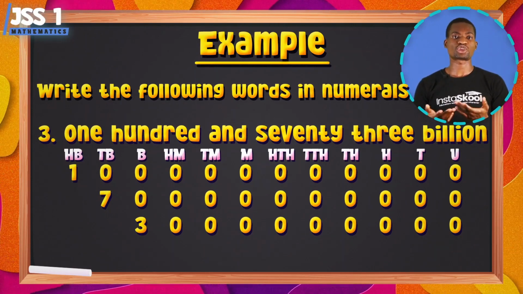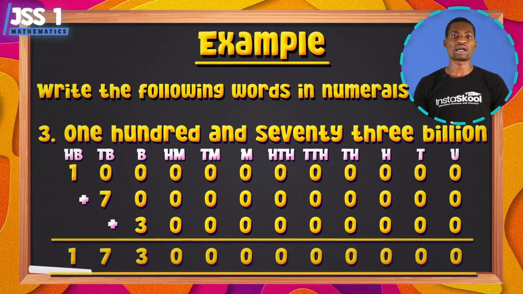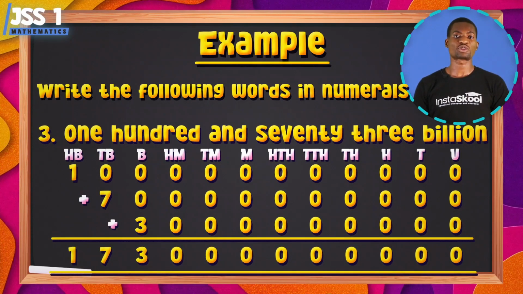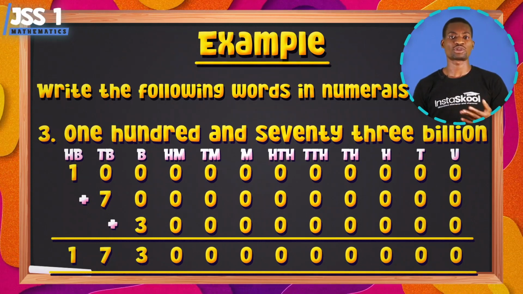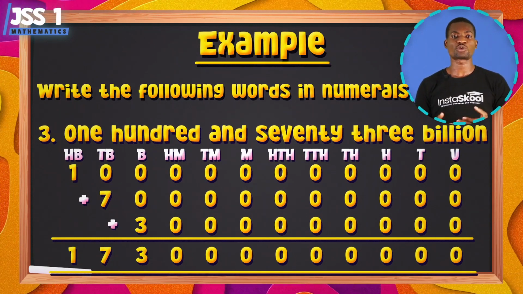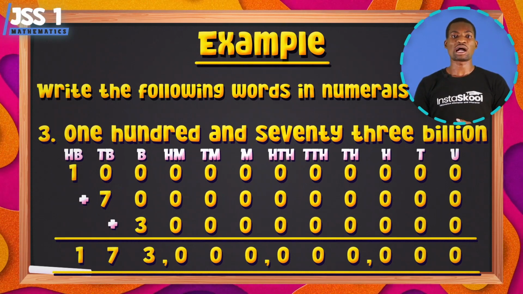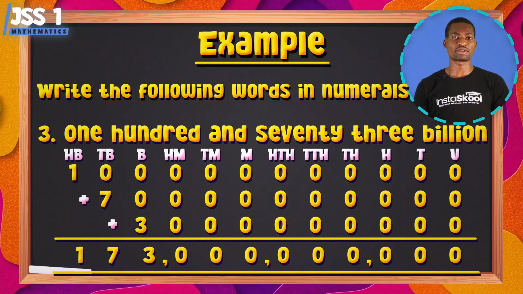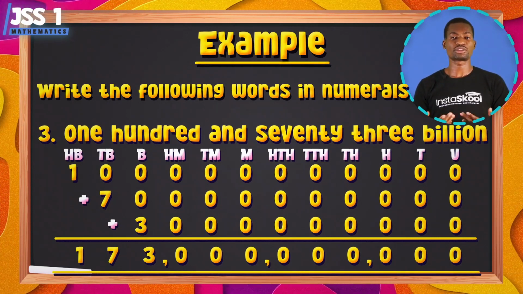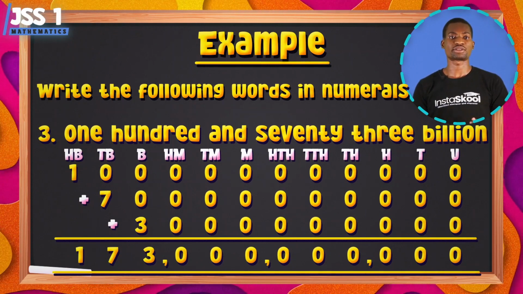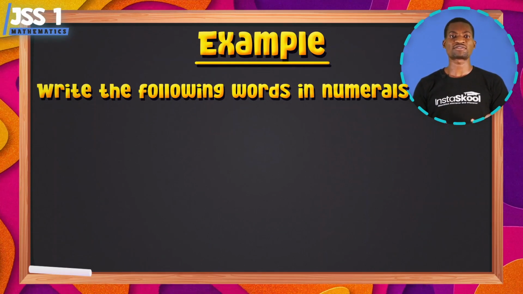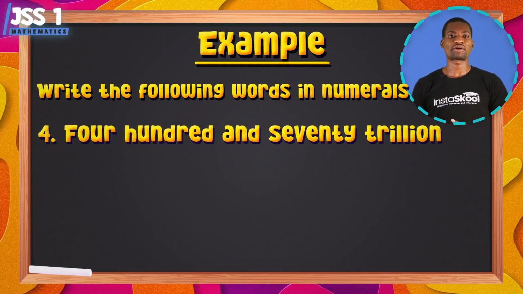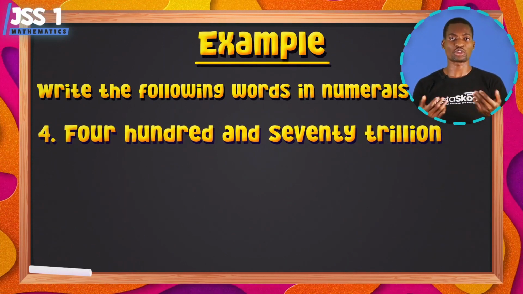The third step is to sum these numbers together and then separate the numbers with a comma, 3 zeros at a time from right to left. At the end of the day, we arrive at 173 billion as 173,000,000,000. The next example we have is 470 trillion. We repeat the same process again by writing out the place values of the number.